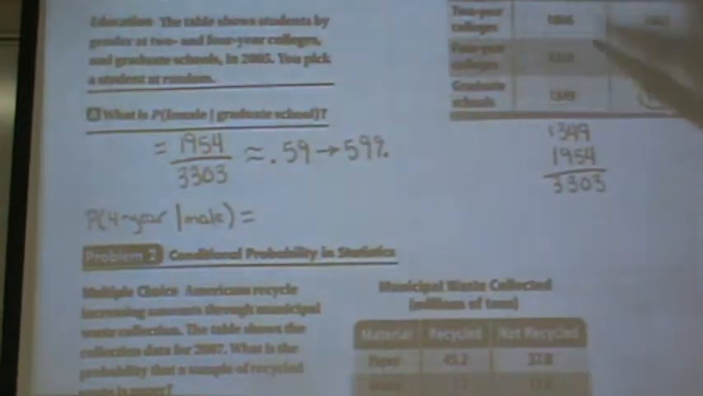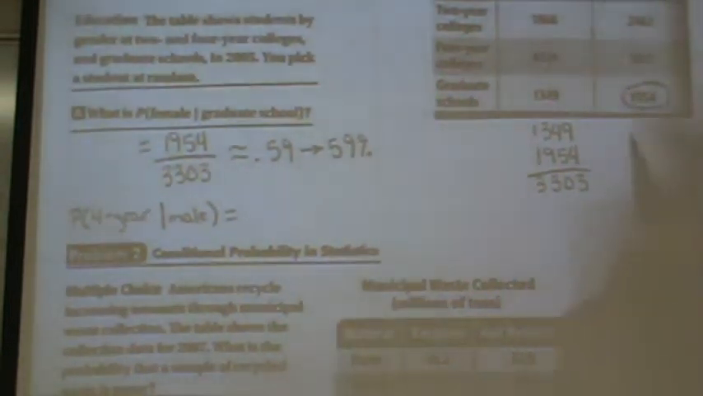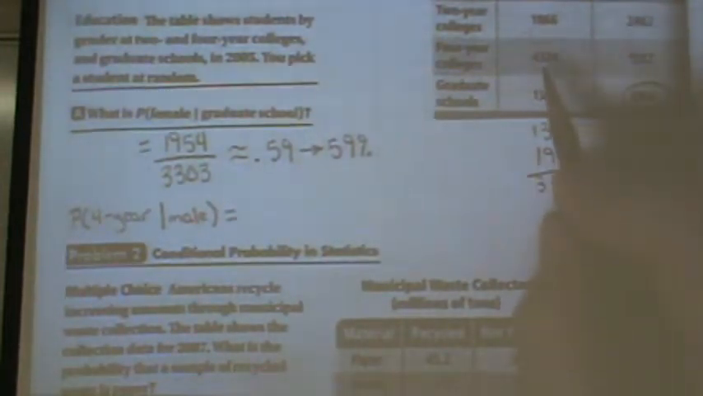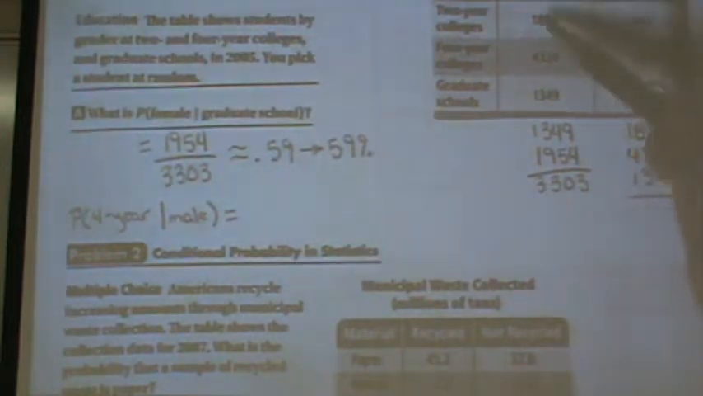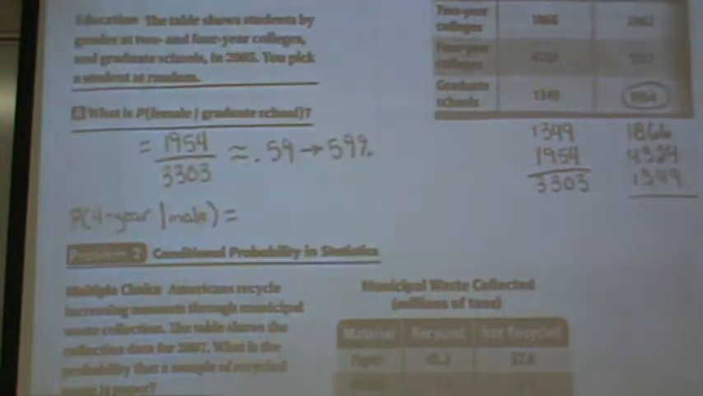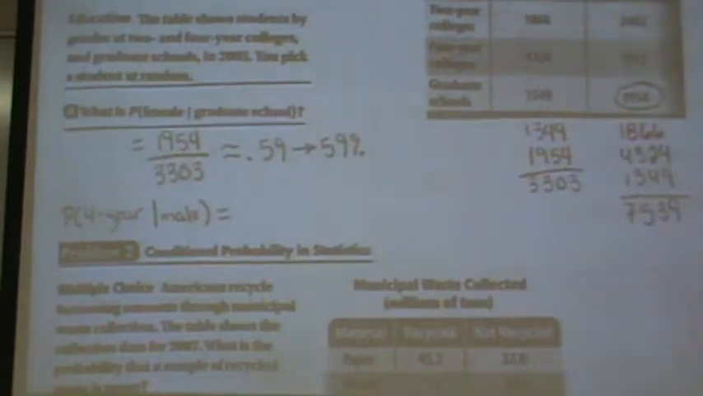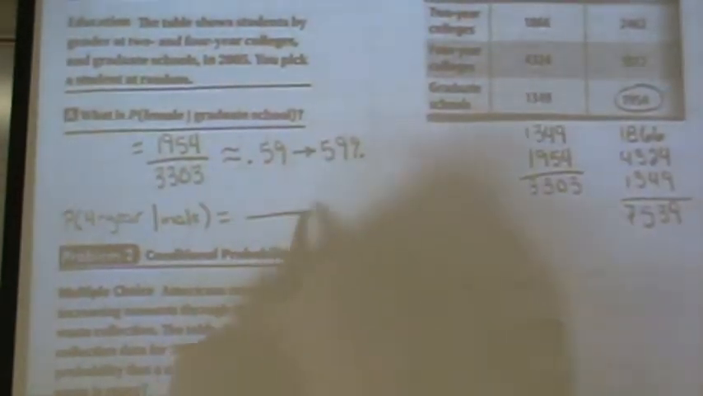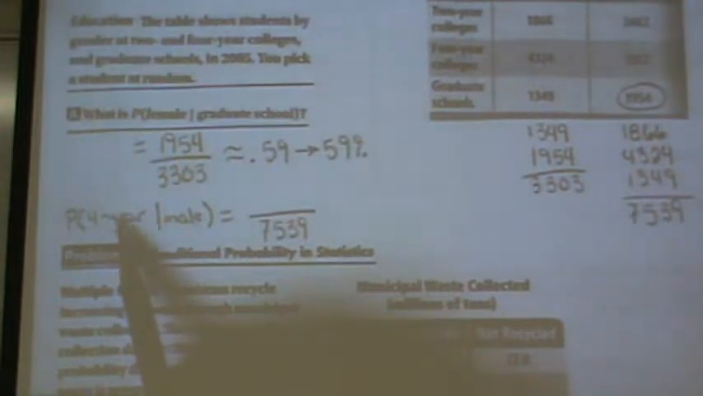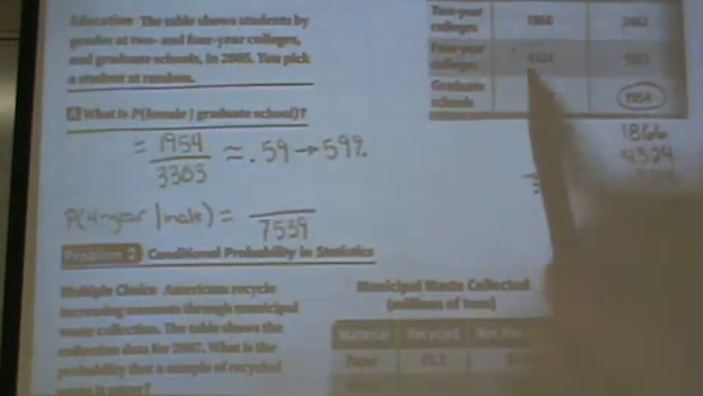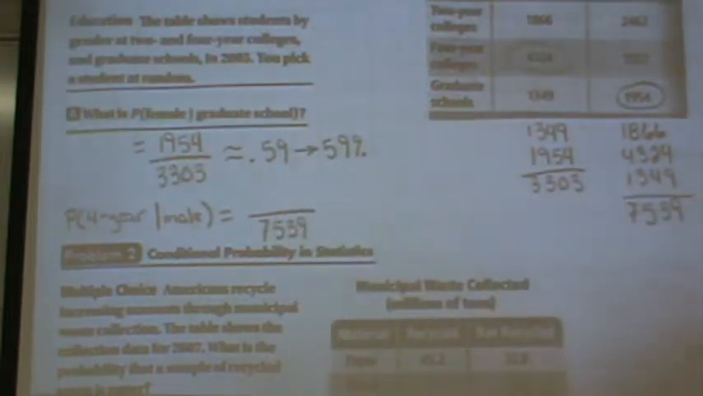To get our total, we're going to add up all the numbers of males: 18, 66, 43, 24, and 13, 49. We add all those up, and that gives us our total number of male students from this column. We end up with 7,539 male students. So that's our total. Now we're interested in the percentage that are in four-year college, so we take our four-year college number and put it on top. That's the part that we're interested in.